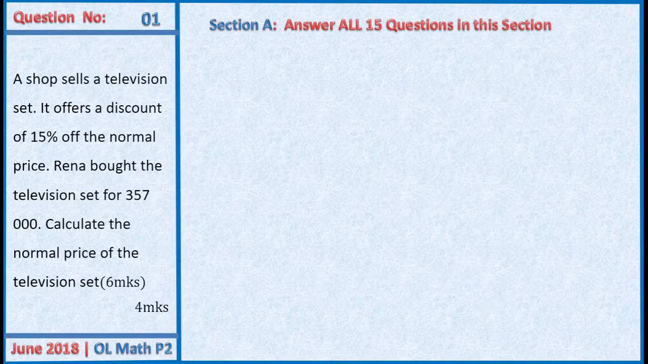We are looking at paper 2. The first question reads: a shop sells a TV set offering a discount of 15% off the normal price. Raina bought the television set for 357,000. Calculate the normal price of the television set.